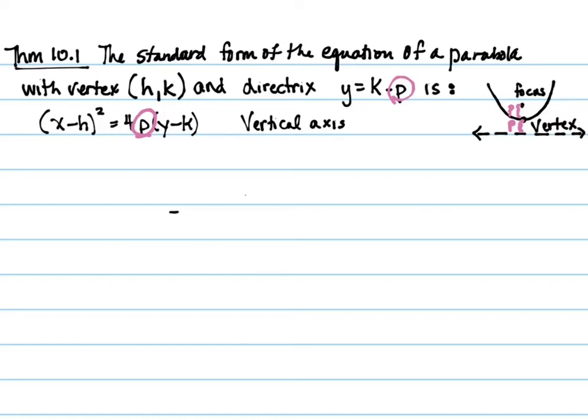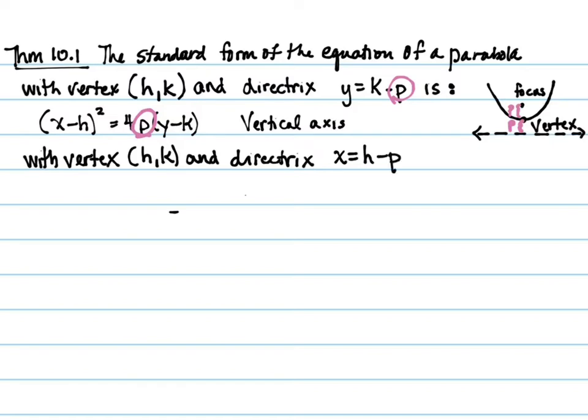So with vertex (h, k) and directrix x equals h minus p, we have this equation. So I still have x minus h associated and y minus k associated, but I switched the location. So I have (y minus k) squared on the left. In particular, it's squared. And then I have 4p times (x minus h).